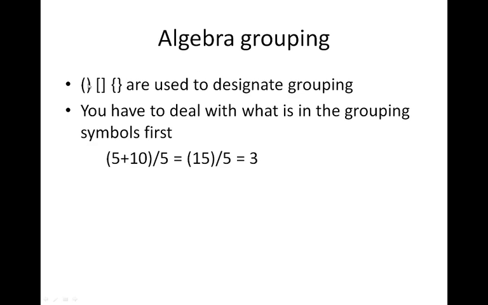Now, you see a lot of these things in Algebra 2, the parentheses, the square bracket, the curly bracket, right? And these symbols are used to designate grouping, all right? And the reason we use them to designate grouping is because we have to deal with what's in the grouping symbols first. For example, if I take parentheses, open parentheses, 5 plus 10, close parentheses, divided by 5, I have to do what's in the parentheses first. So 5 plus 10 is equal to, well, 15, and I keep the parentheses there just as a relative identifier.